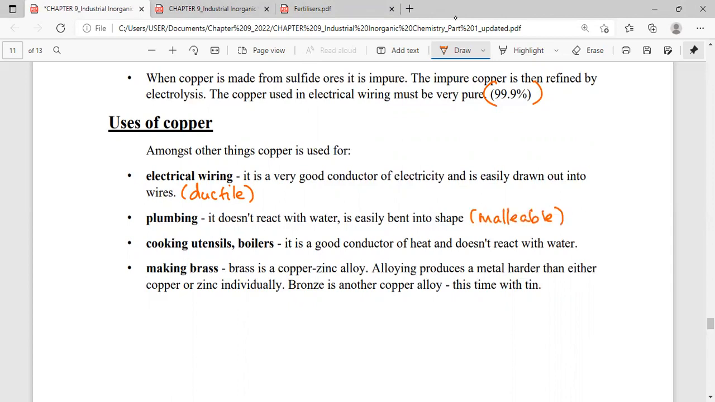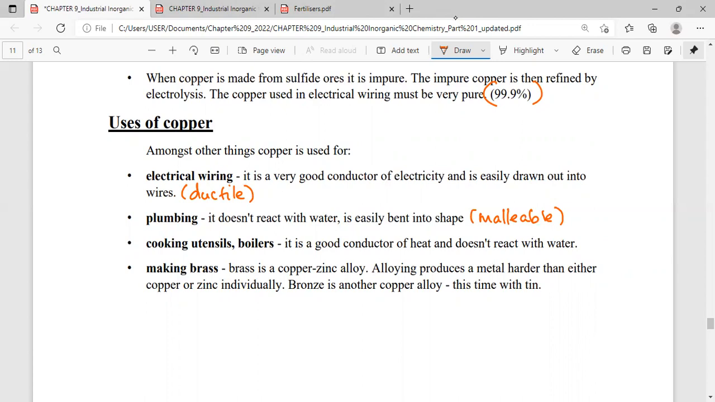Now, cooking utensils and boilers: copper is a good conductor of heat and doesn't react with water. Because of that reason, it is used to make cooking utensils and boilers. To make brass, brass is a copper zinc alloy. We've learned about alloys in detail earlier, so I'm not going to go into that so much.